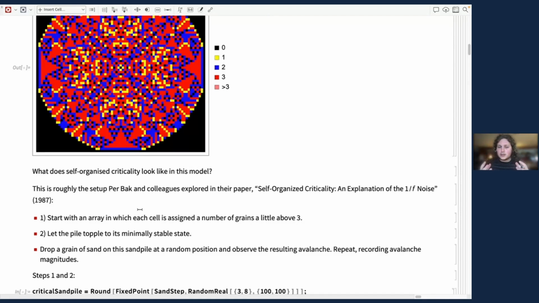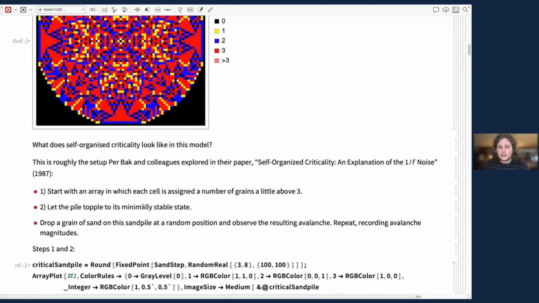This is the core question of the paper that they explore, and they propose a process for exploring self-organized criticality using this model. So you start with an array in which each cell is assigned a number of grains a little above 3, and then you let it topple to its minimally stable state. And that minimally stable state will be a critical state. And then you drop a grain of sand anywhere on this sand pile, and you observe the resulting avalanche. And you can repeat this over and over again. And the idea is that by doing this in sequence, you'll ensure that your result is a critical state.